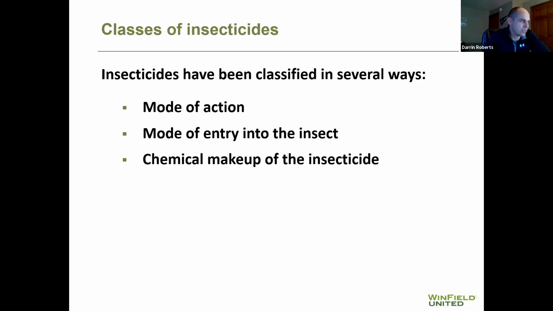And then the last portion there, chemical makeup of the insecticide. There's different categories within that, whether it be an oil, a botanical, or synthetics. And I will mention that the majority of our insecticides that we use in production ag would fall under synthetic. And we'll talk about that a little more in depth as we move along.